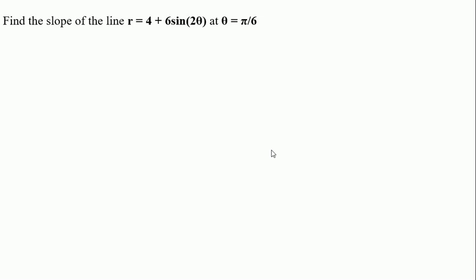Find the slope of the line r equals 4 plus 6 sine 2 theta at theta equals pi over 6. Well, how are we going to find the slope of the line? We know that slope is equal to dy over dx. But how are we going to find dy and dx when we're looking at a polar function like this one?